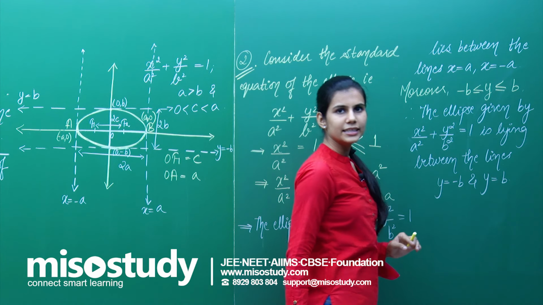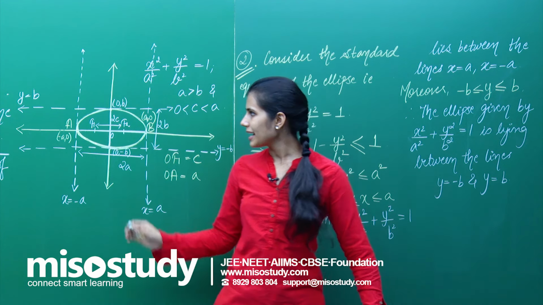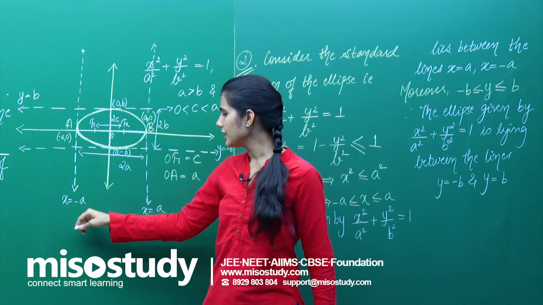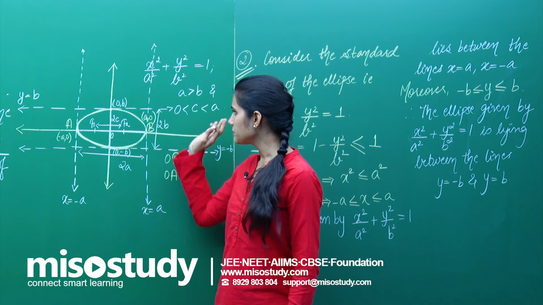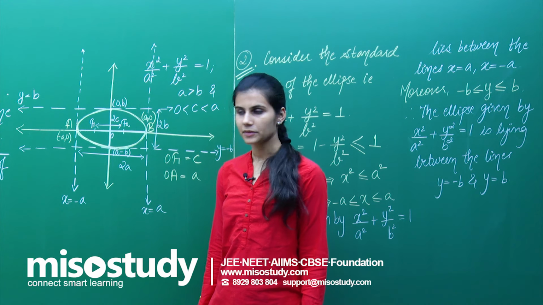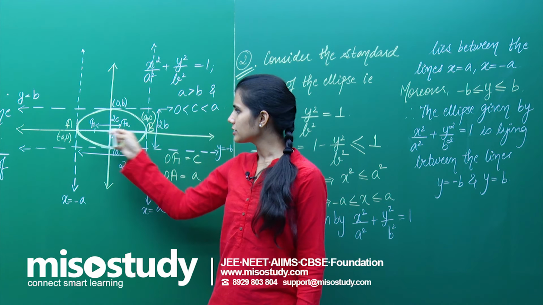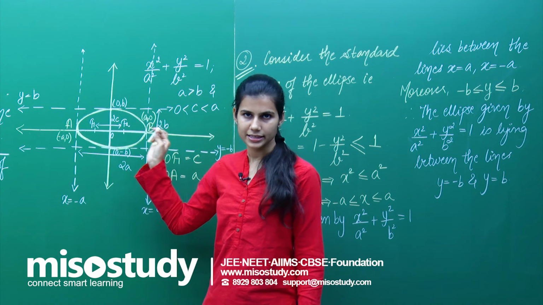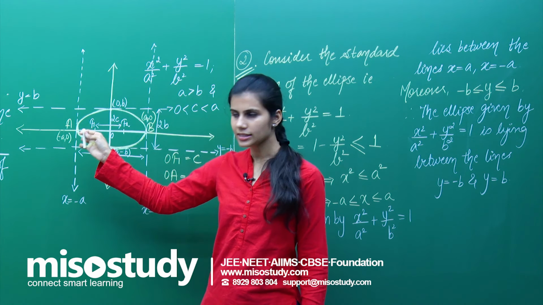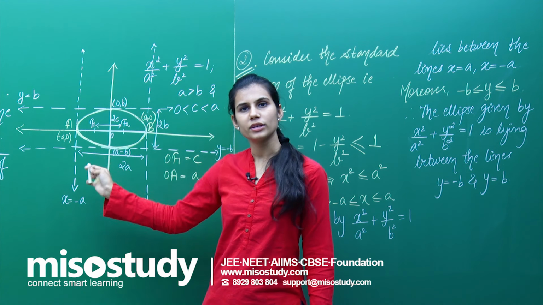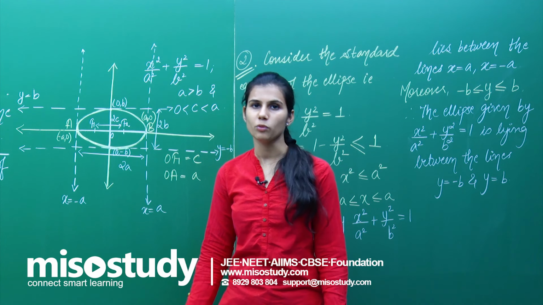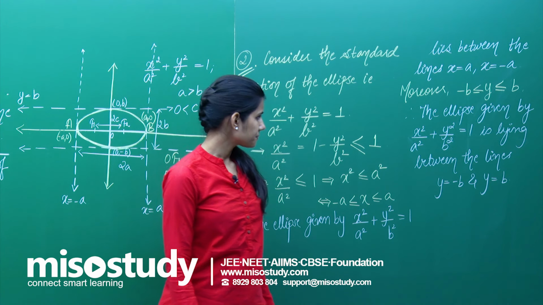So basically my entire ellipse in the standard form is packed between four lines, x equals a, x equals minus a, y equals b and y equals minus b. That means the x coordinate of all the points is only coming from minus a to a portion of the x axis, and the y coordinate of all the points is only coming from minus b to b portion of the y axis. Is it clear?